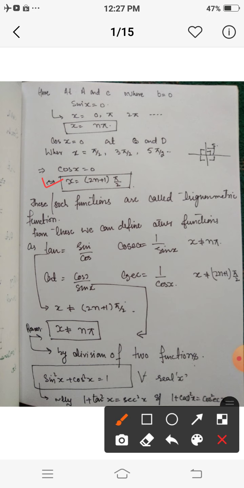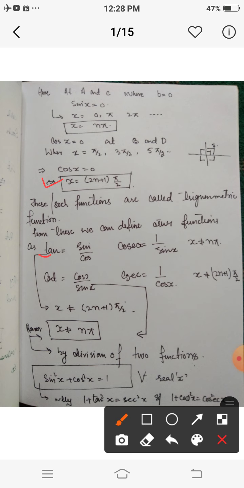From these functions we can define the rest of the trigonometric functions: tan x equals sin x upon cos x, cosec x is 1 upon sin x, cot x is cos x upon sin x, sec x is 1 by cos x. Here we have defined sin and cos for each and every value of x. So this means the domain of these two functions is simply the set R. But we define these four functions as the quotient of these functions, so we have to define the domain.